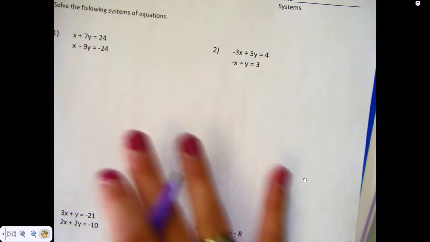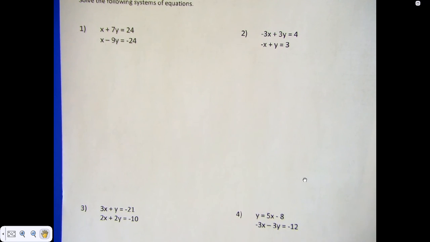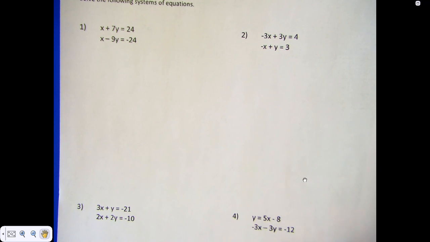But these ones you can use substitution or elimination. These ones are pretty straightforward, and definitely take a look at your notes, okay? It doesn't specify which method to use, so you can use either.